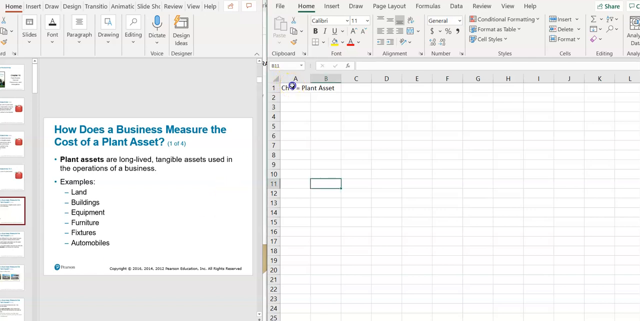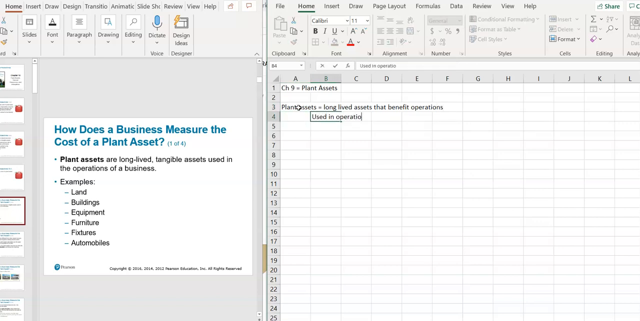Okay, so Chapter 9, Plant Assets. Remember that the PowerPoint says Chapter 10, but it's Chapter 9 in our book. Okay, so we've talked about plant assets before. They're not anything new, but they are long-lived assets that benefit operations. All right, and they're actually used in operations.